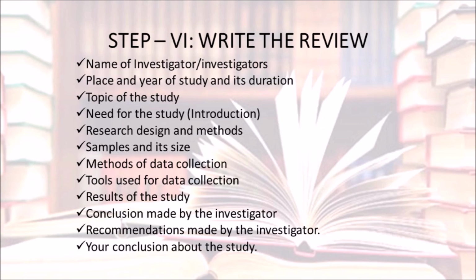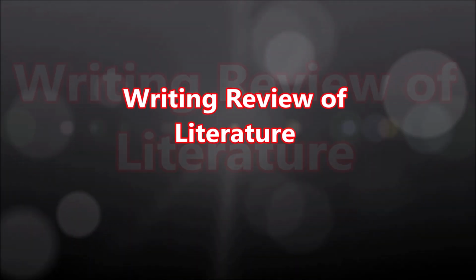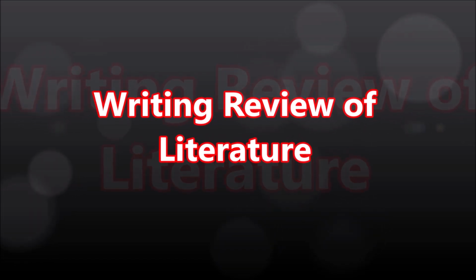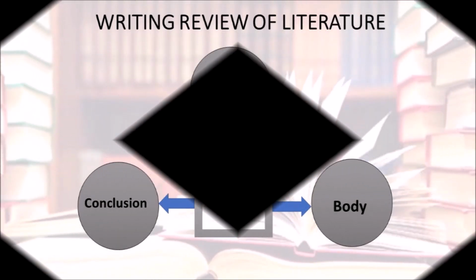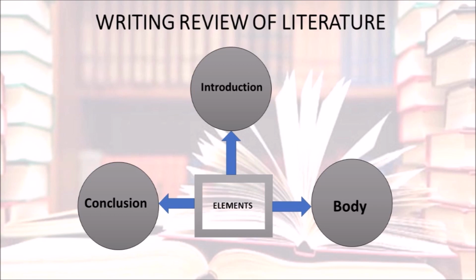Friends, this is about steps of literature review. I hope all of you have understood the steps of literature review. Next we will see writing review of literature. Our written literature must have the following three elements. Those are introduction, body and conclusion.